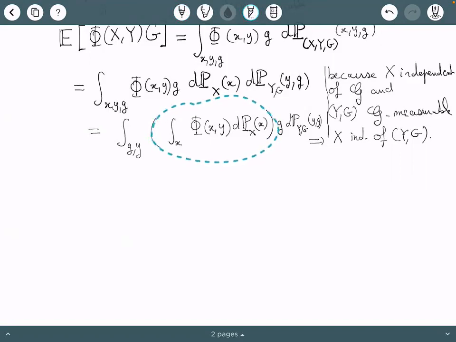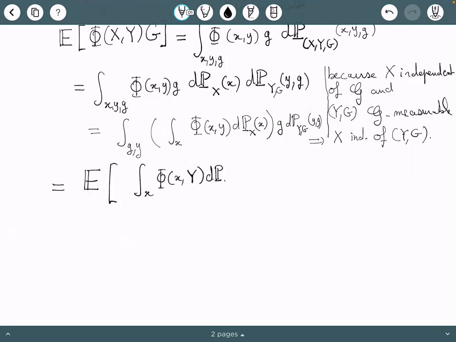Where x and y is fixed. So in fact, again, by the transfer formula, I can rewrite this integral like the expectation of the integral over x of phi small x capital Y dPx x, g, like that. It's again by transfer formula. Because here you have some deterministic function of small y times g, and you integrate with respect to the law of the random variable Yg.